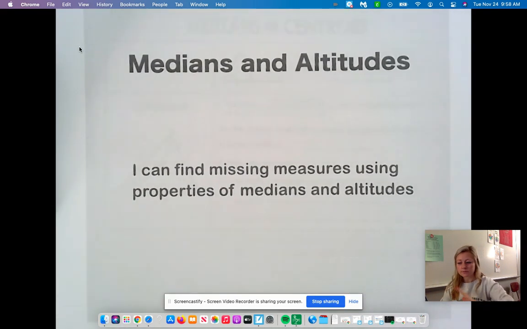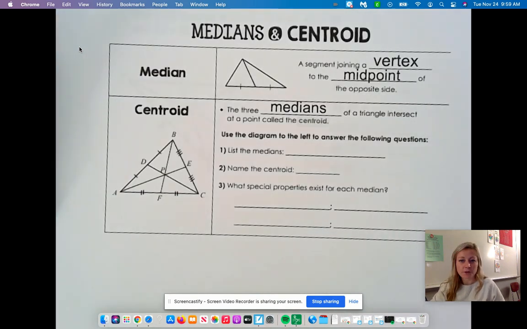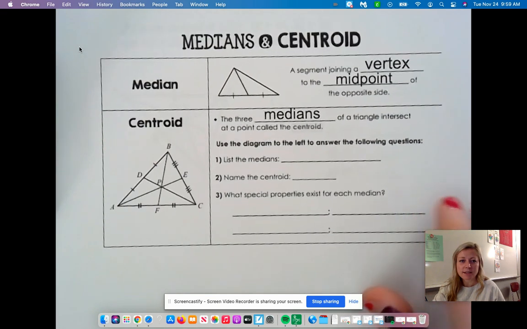Okay. So kind of like our last lesson, we're gonna learn what a median is, we're gonna learn what an altitude is, and then we're gonna use those properties of those segments and find missing lengths in our triangles, okay? So without further ado, let's get started.